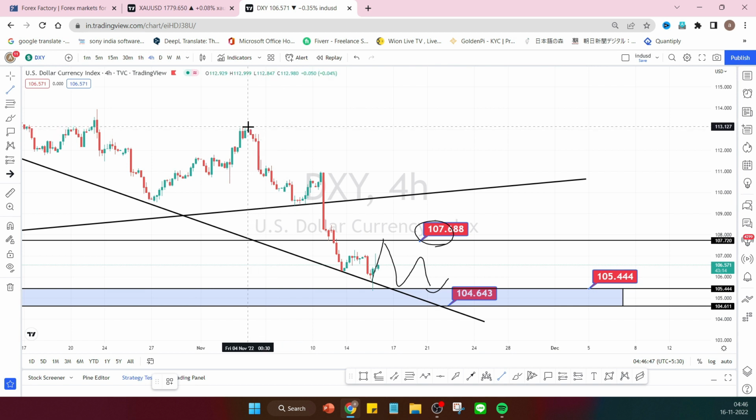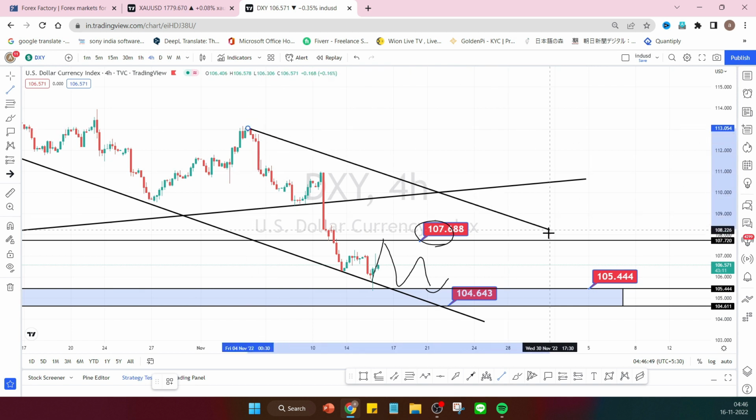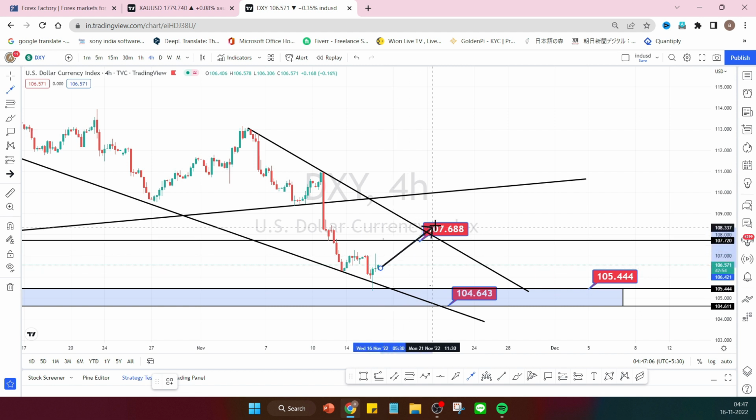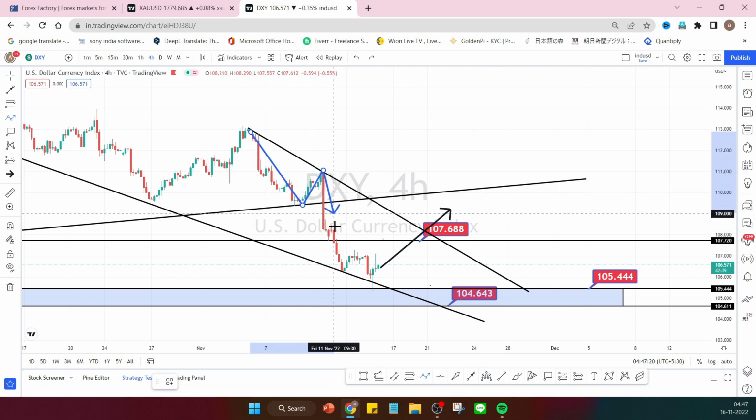Or if you want to get a confirmation, you can draw one more resistance line over here and wait for the price action to break this resistance line in order to get the confirmation on the bullish side trend reversal. For now, the current trend of the price action of dollar index in 4 hours time frame is in a bearish trend. Let us look at the price action in gold US dollar.